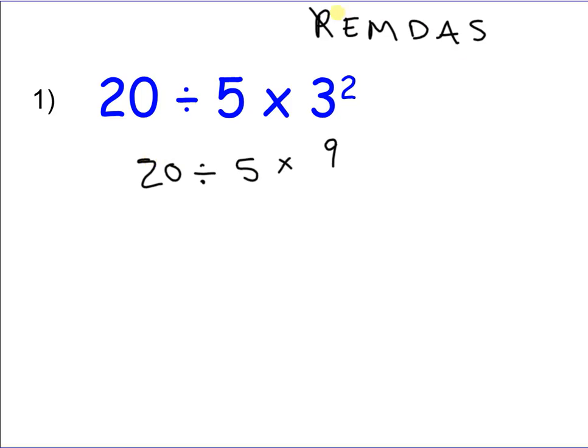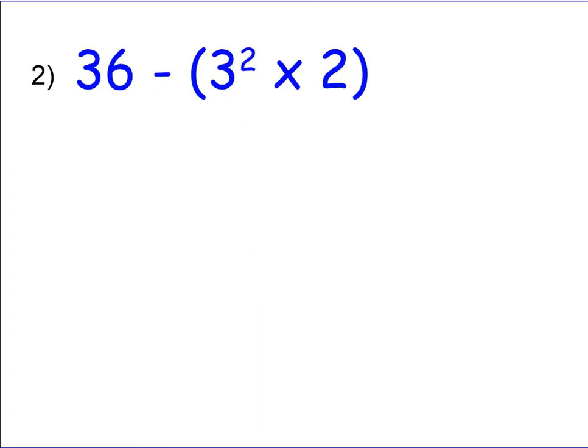Okay, we're done with exponents. Now we do multiplication and division, whichever comes first in order from left to right. So I have division right here. 20 divided by 5 is 4, and I rewrite the rest of the problem. And all I have left is multiplication. 4 times 9 is 36, and that is my final answer. It's not too hard. Let's try another one.